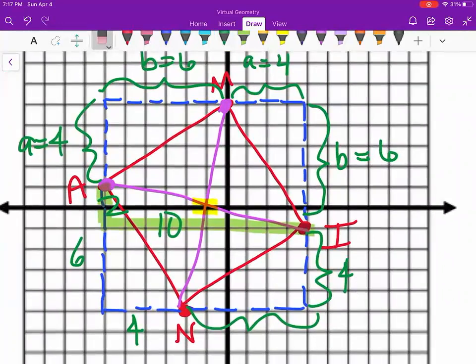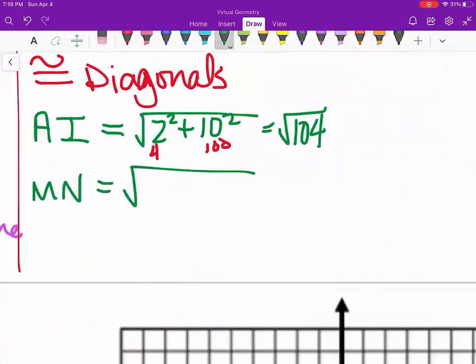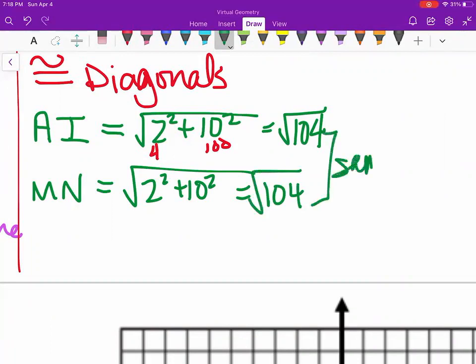Now, while you're doing these, if you need to erase as you go along or draw another picture so that everything doesn't start overlapping each other, there's nothing wrong with that. But for time, I'm using the same picture. So I've got 2 along the bottom and another 10. So the same 2 and the same 10. So 2 squared plus 10 squared, 104 inside my square root. And again, they are the same.